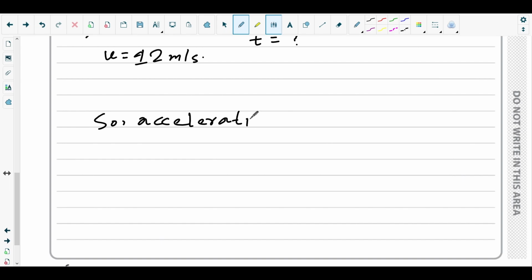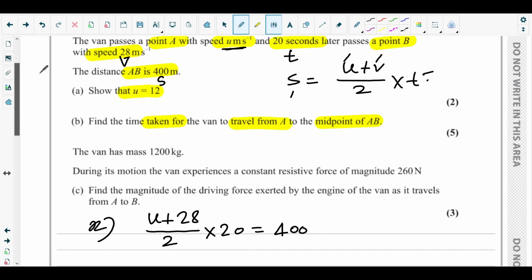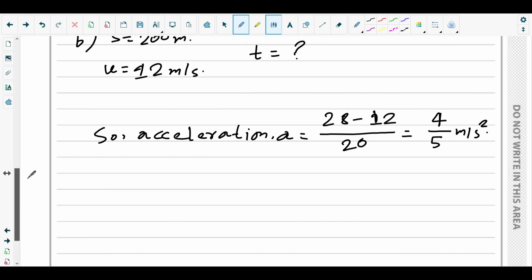Acceleration a is equal to how much? V minus u over t. V is 28, minus 12, over the time, which is how many seconds? 20 seconds. So you will get the acceleration: 16 over 20, that is 4 over 5 meter per second squared. Okay, so this is the acceleration. We got the acceleration, so we know another quantity now, right?